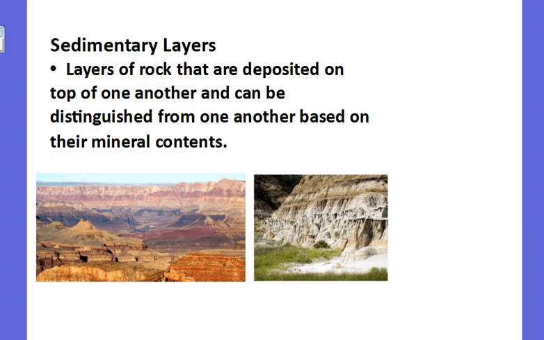Sedimentary layers are the layers of rock that are deposited one on top of another in horizontal rows, and they can be distinguished from one another or told apart from each other based on their mineral content. So what was happening at that time in Earth's history affects the color and composition of the rocks. And you can tell, looking at this picture here of the Grand Canyon, you can definitely see these different colored layers. Those are different rock layers or rock strata that were deposited at different periods of time in Earth's history.